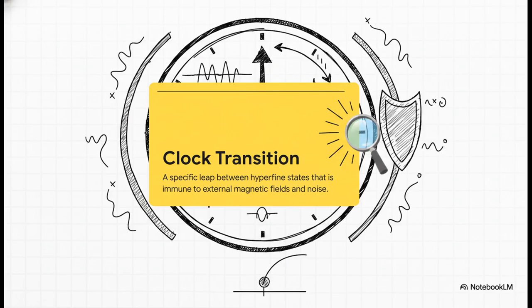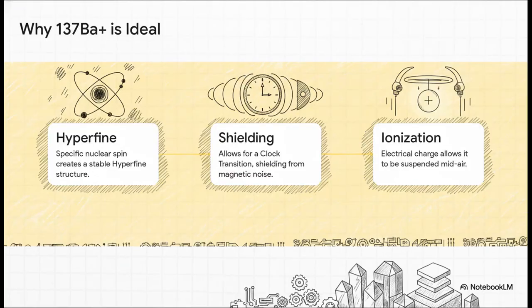A clock transition is a highly specific leap between 2 of those hyperfine states we just calculated. What makes it so incredibly special is that at this specific transition point, the first derivative of the frequency response to an external magnetic field is 0. In plain English, it acts like an invisible protective shield. When operating at a clock transition, the qubit becomes practically immune to the Zeeman effect and surrounding magnetic noise. It's a game changer. So let's tie this entire atomic journey together.